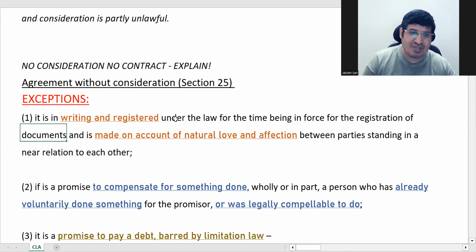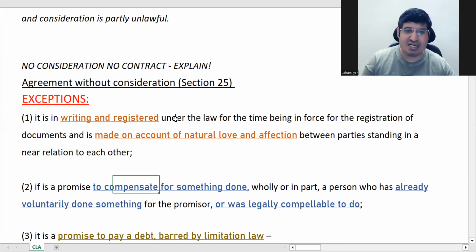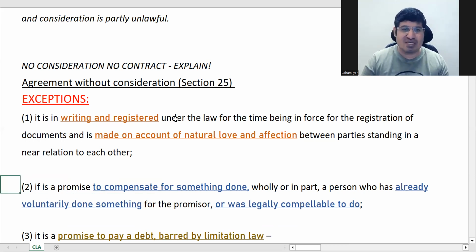So the first exception we have seen. The second exception we have seen is a promise to compensate. Someone has done something already and you are recognizing it, and you are promising that you have done this thing for me, I will pay you. If I have the means, I will pay you this much in the future, whatever the future is. In that case that will be considered a contract.